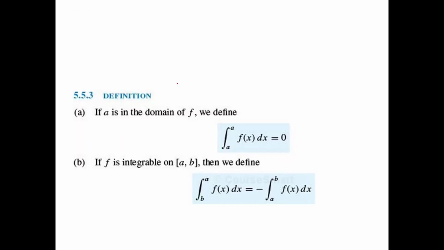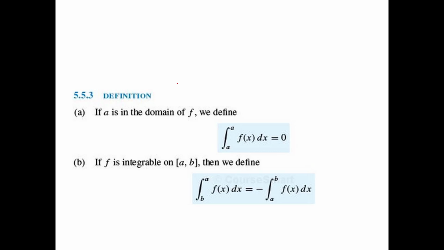Okay, some definitions. This first definition should be intuitive, right? If you're finding the definite integral from a to a, it doesn't matter what the function is, that should be 0, right? So the area, if you start at a and end at a, should be 0. So that one's intuitive.